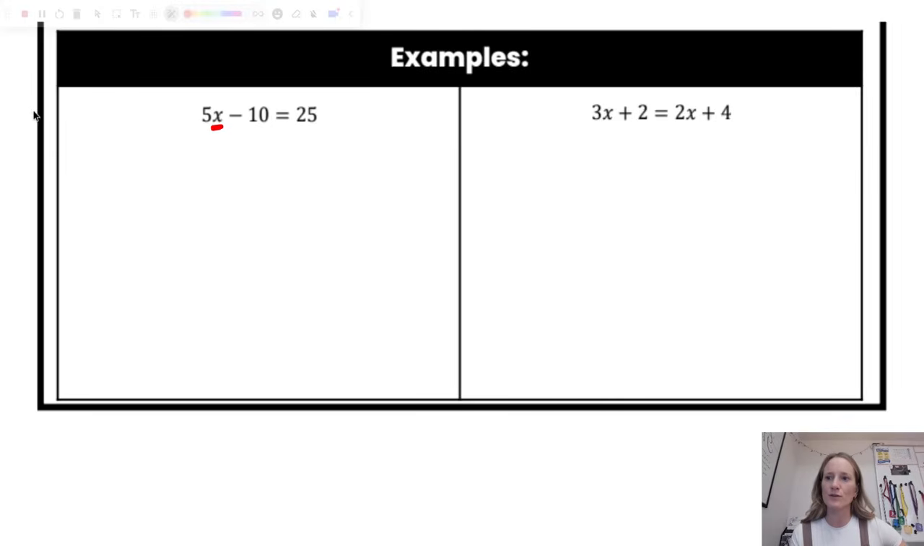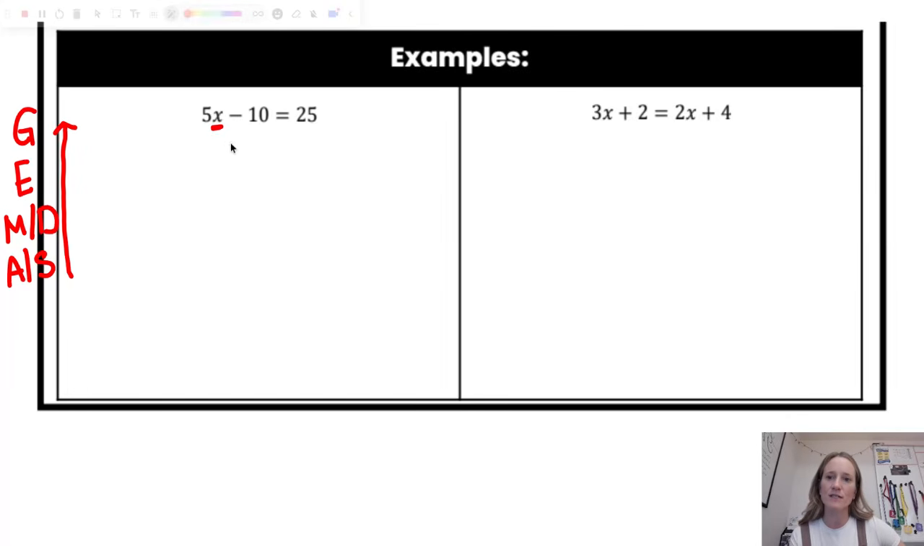When we were doing the order of operations, we did grouping, then exponents, then multiplication and division, and then addition and subtraction. So when we're solving an equation, we're undoing all that math. We're actually starting at the bottom and working our way up. If anything is added or subtracted to the variable, I'm going to move that first. So in this case, it's this minus 10.